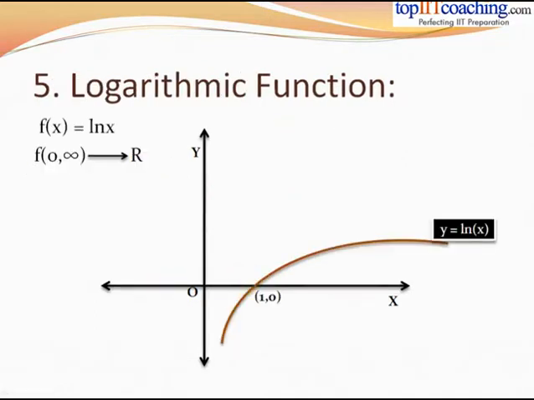The fifth one is the logarithmic function. Now f(x) equal to ln x represents a logarithmic function. Here the base is e, so it is also called the natural logarithm. So we see that the domain is from 0 to infinity and the range is the set of real numbers. So in the graph of f(x) equal to ln x, we see that x can take values only from 0 to infinity, not including 0. That is, x only takes positive values, but the range is from minus infinity to plus infinity. That is, it belongs to the set of real numbers.